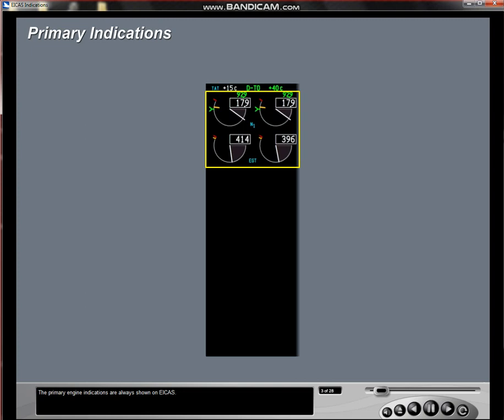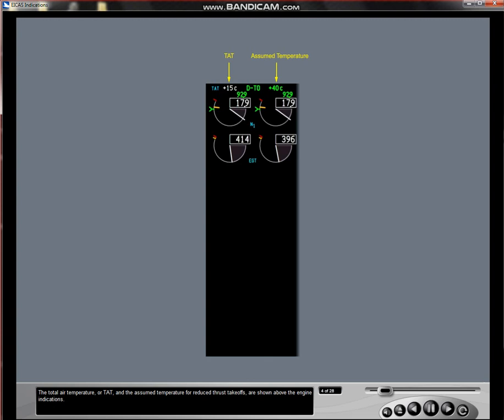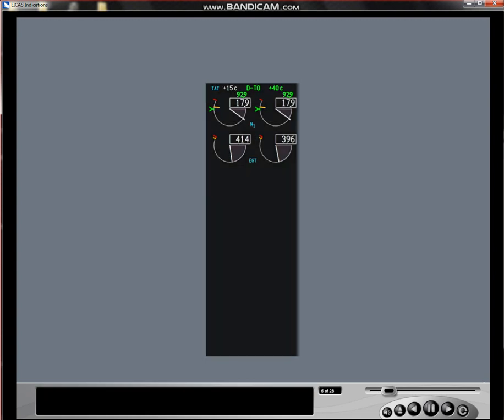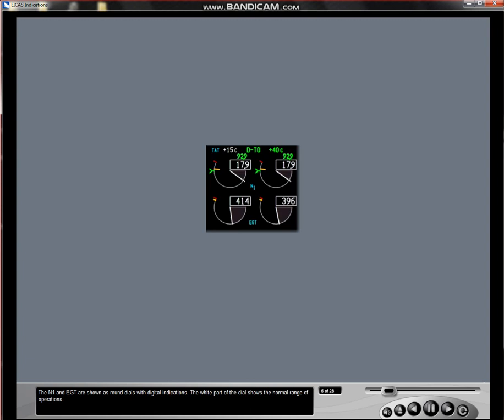The primary engine indications are always shown on EICAS. The total air temperature, or TAT, and the assumed temperature for reduced thrust takeoffs are shown above the engine indications. The N1 and EGT are shown as round dials with digital indications. The white part of the dial shows the normal range of operations. The amber part is the caution range, and the maximum limit is shown in red.